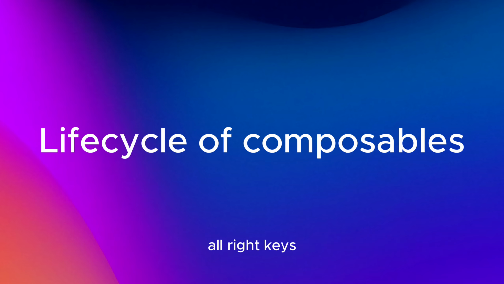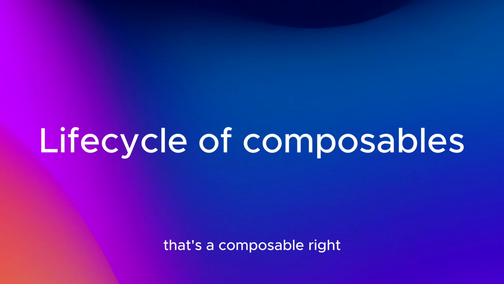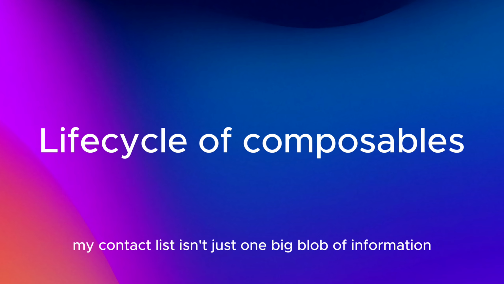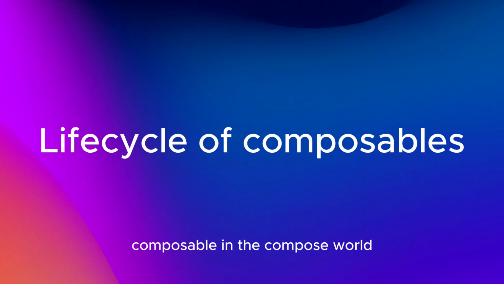Right? Exactly. All right, keys. This sounds important. Like, we're about to unlock some serious Compose knowledge here. Yeah, you're not wrong. Think about it. How often do you see lists in apps? Contacts, messages, to-do lists? It's everywhere. Right. Pretty much every app has some kind of list when you think about it. Exactly. Now, each item in that list is a composable, right? Okay, yeah, I get that. Like, my contact list isn't just one big blob of information. Each contact is its own thing, or its own composable in the Compose world.